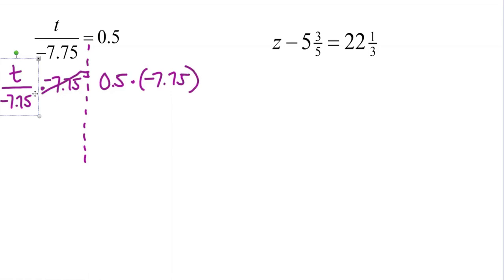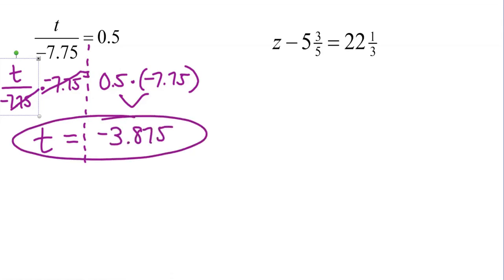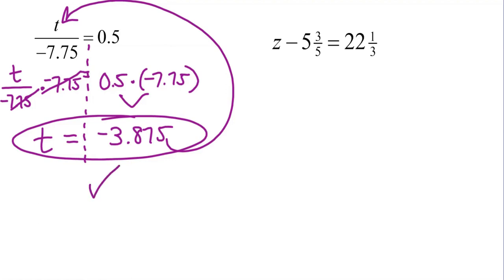And when I do that, these will cancel each other out. t is equal to, and then 0.5 times negative 7.75 is negative 3.875. And there's my solution. t is equal to negative 3.875. And as always, if I plug that back into the original equation, negative 3.875 divided by negative 7.75 is 0.5. I know I got the solution correct.